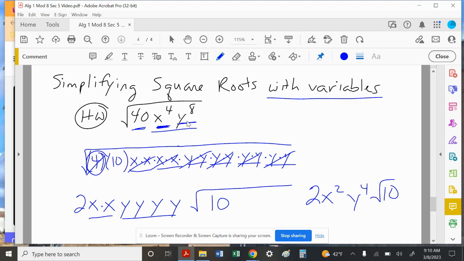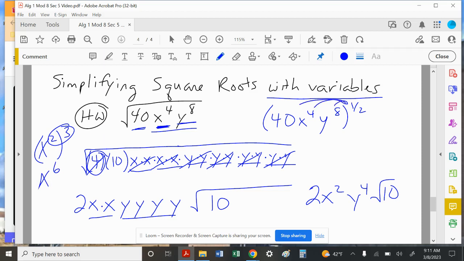Now, of course, let's say you had y to the 32nd, you wouldn't want to write out all the y's. But if you recall, I could have converted this to 40x to the fourth, y to the eighth to the 1/2 power. So we could use an exponential power here. Well, remember that if we have x squared to the third power, we multiply those, right, to get x to the sixth. So we multiply those together. That's the rule. So that means we're going to multiply these all inside.